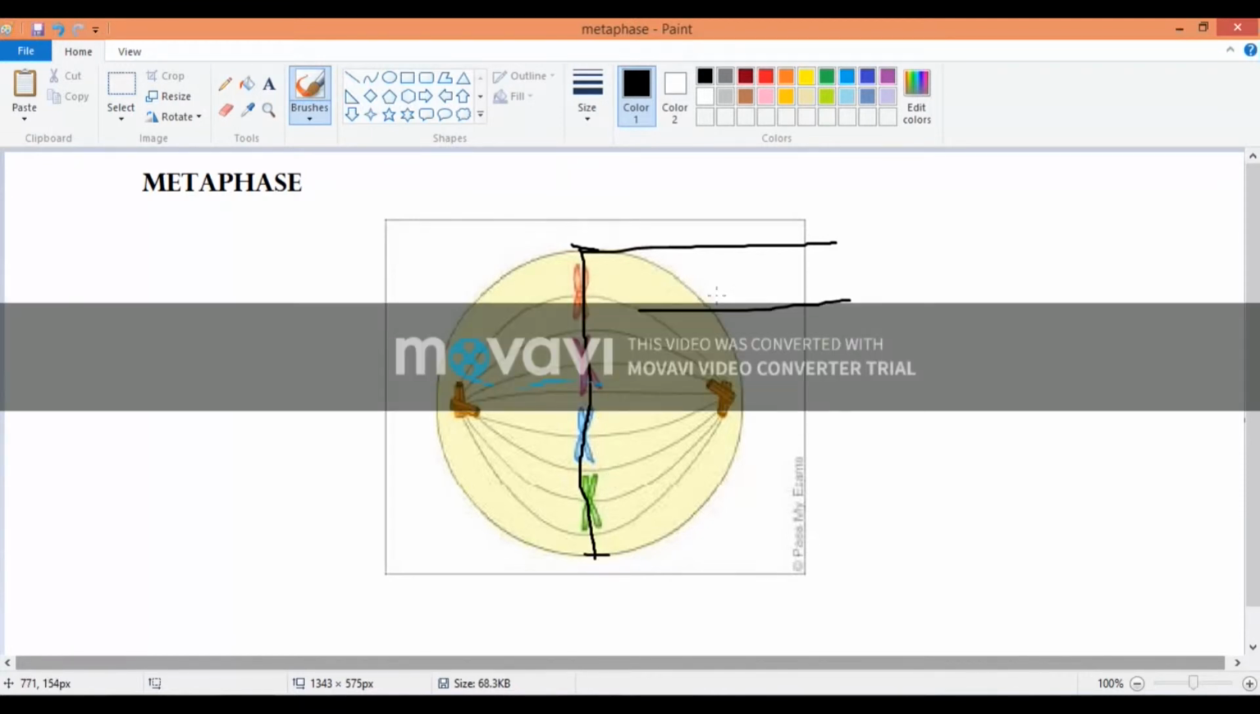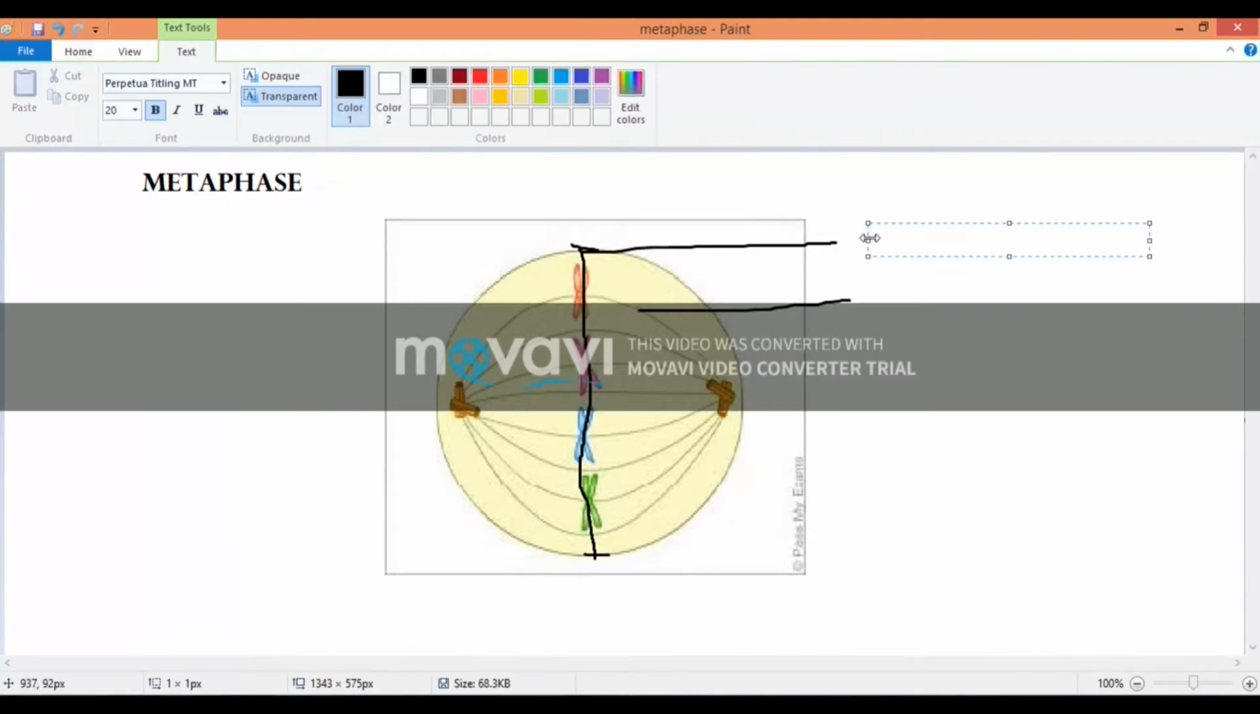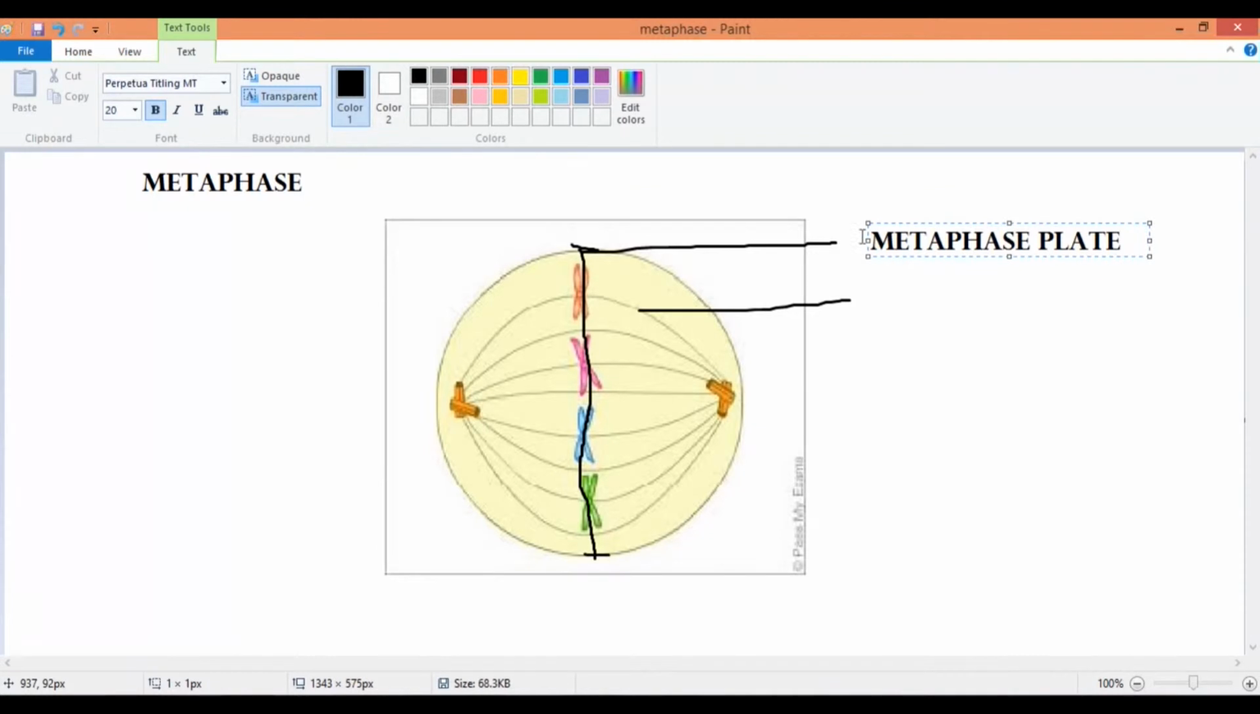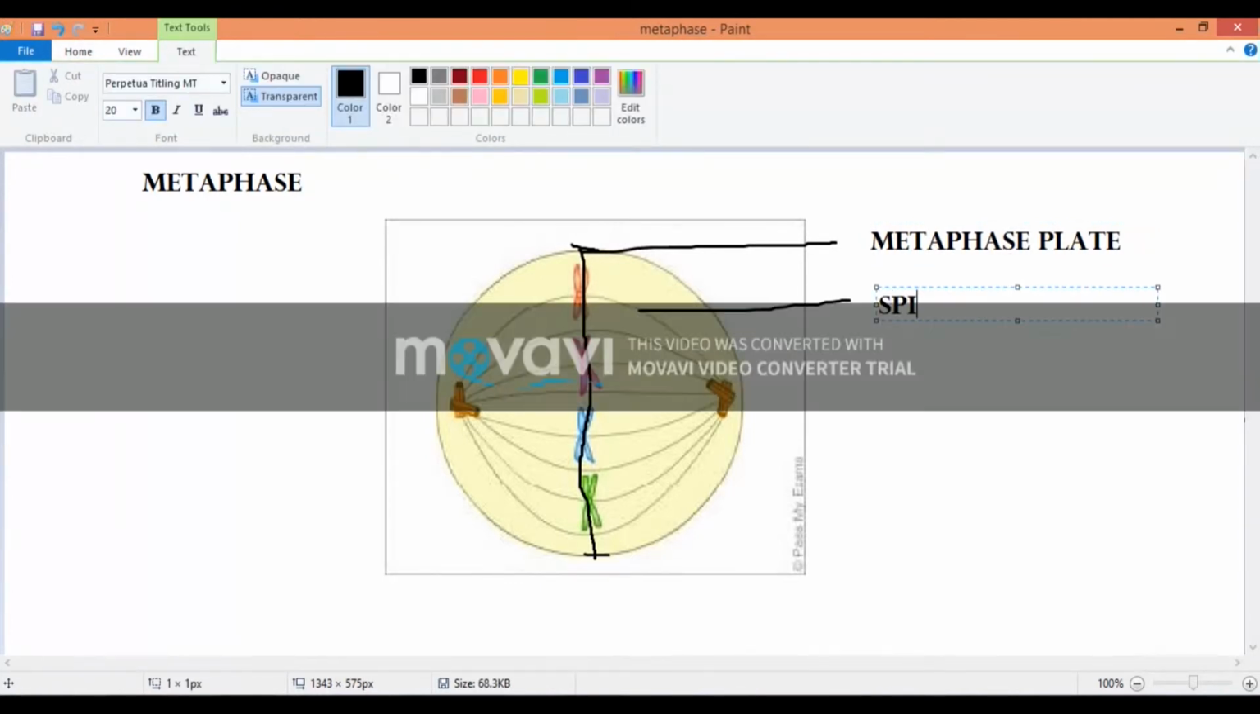During metaphase, the chromosomes align themselves in the middle of the cell, called the metaphase plate. This is called a metaphase plate. Chromosomes are aligned at the center between the poles, which is the metaphase plate. And the spindle fibers are connected to the chromosomes.